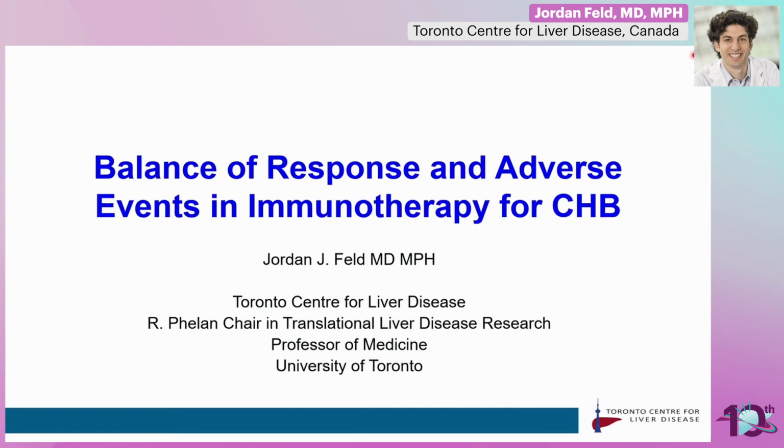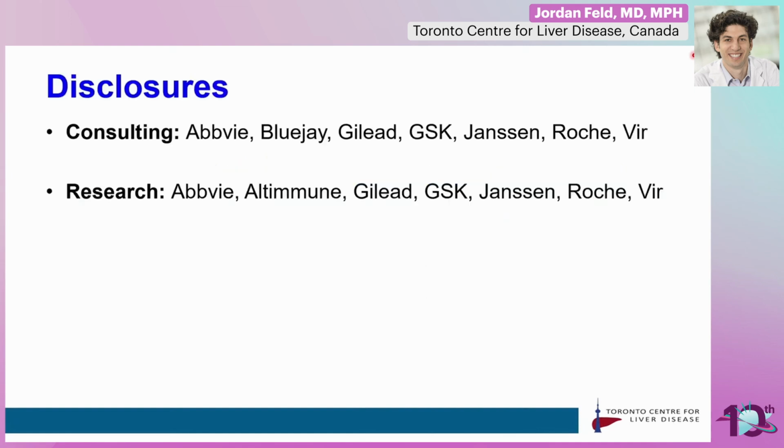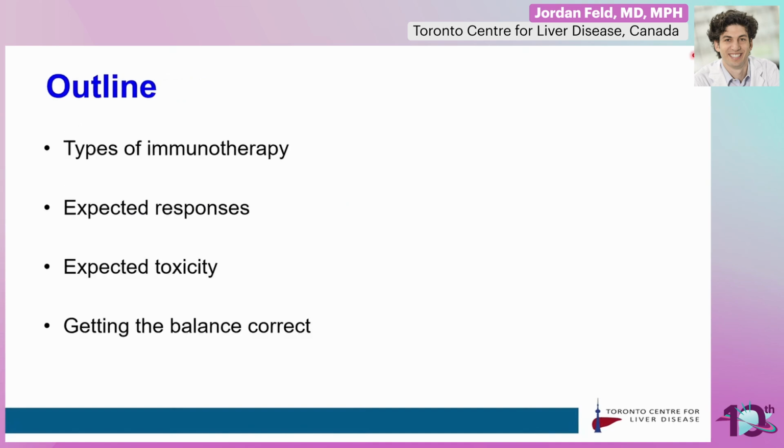So I'm going to switch gears now and talk about balancing response and adverse events in immunotherapy, so moving from the antivirals to the immunotherapies. So here are my disclosures. What I'll briefly talk about are the types of immunotherapy, and then thinking about what are the expected responses we might see, the expected toxicity, and then how we might try to get this balance correct.